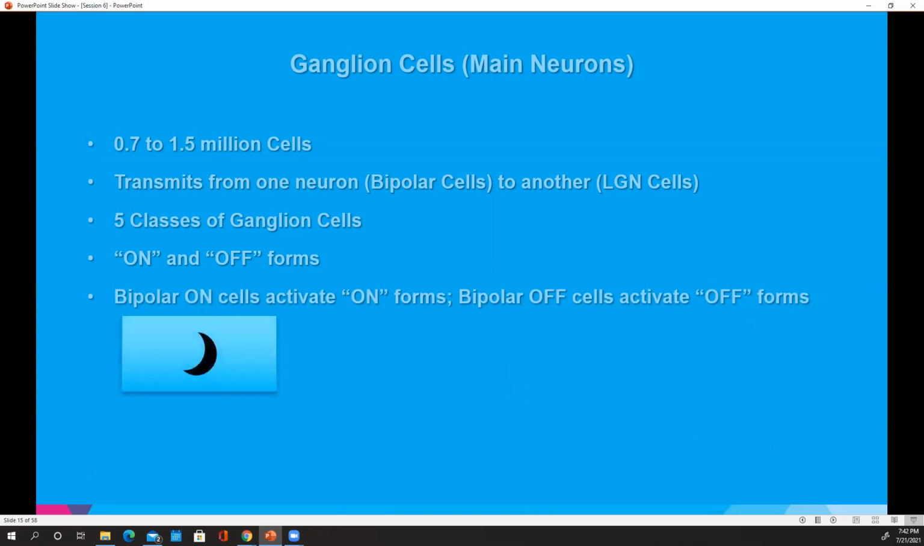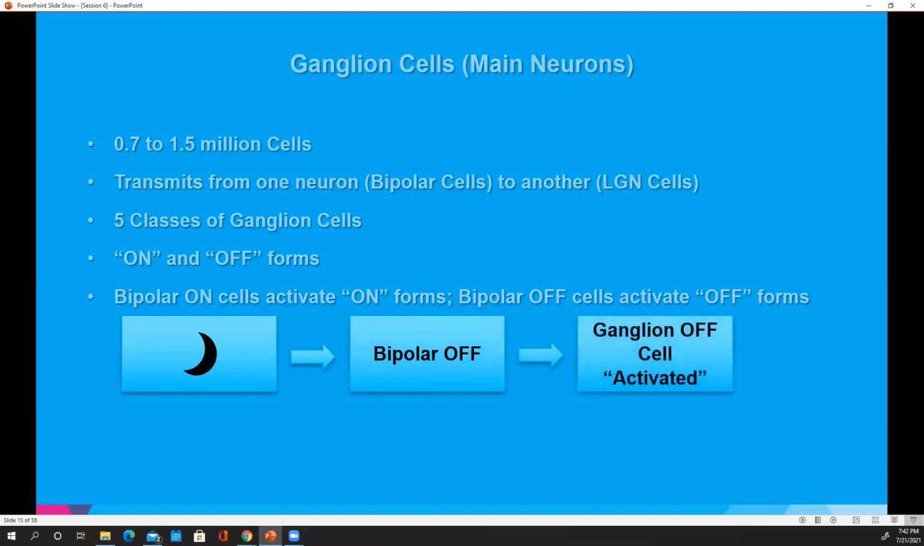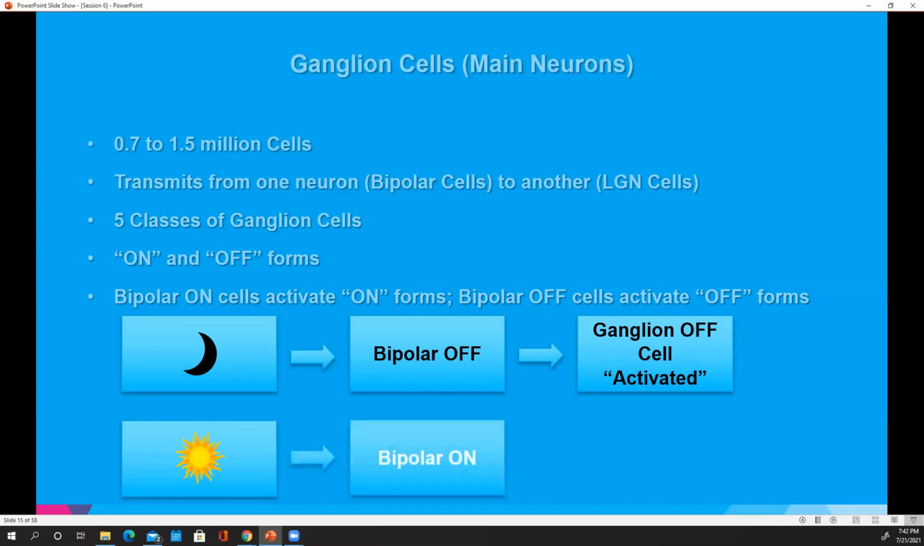Bipolar on cells activate the on forms. Bipolar off cells activate the off forms. So here's darkness. Darkness means glutamate is secreted. Glutamate being secreted means the bipolar off cell is active. That means that the ganglion off cell is active. The reverse is true when light is shining. A photon is shot, it hits the photoreceptor. The photoreceptor is inactivated or hyperpolarized, whatever. The glutamate stops secreting at the synapse, thus the bipolar on cell is activated, thus the ganglion on cell is activated. Does this make sense? Yes. Good.